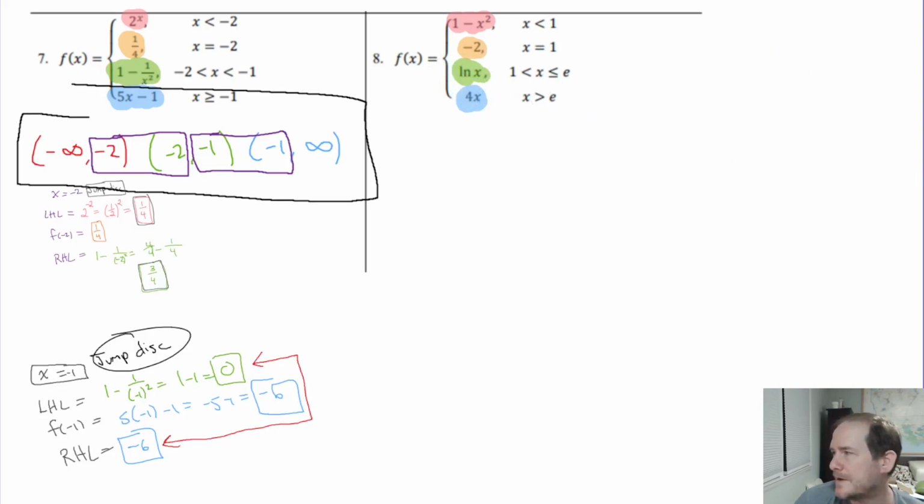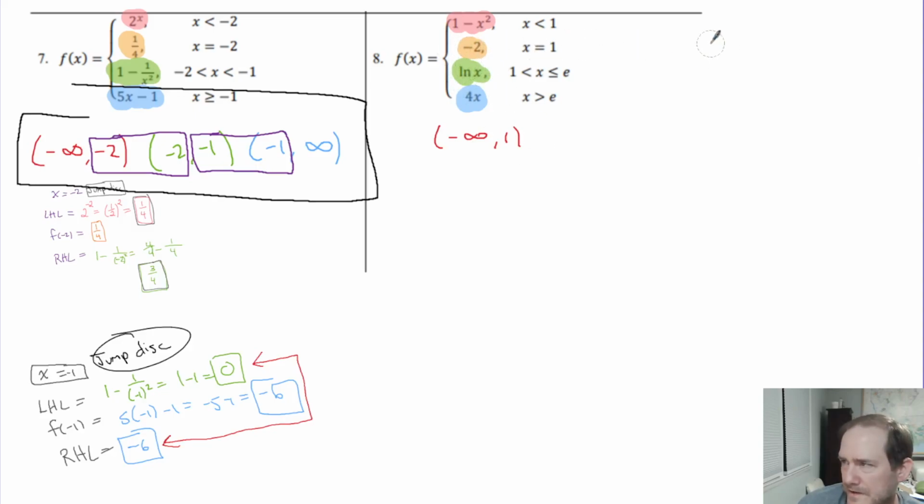All right, again, any special discontinuities anywhere? Nope, because this is quadratic. So we are continuous from -infinity to 1. Then the orange isn't doing anything. That's just a point again.